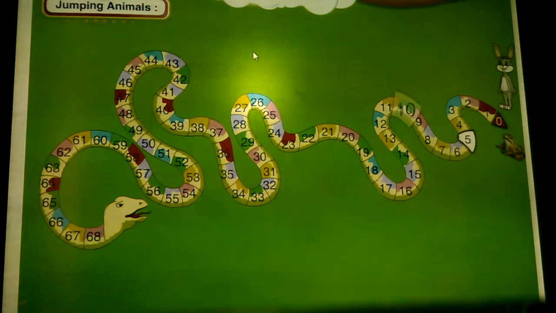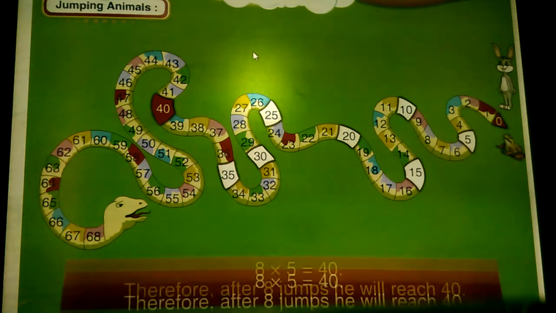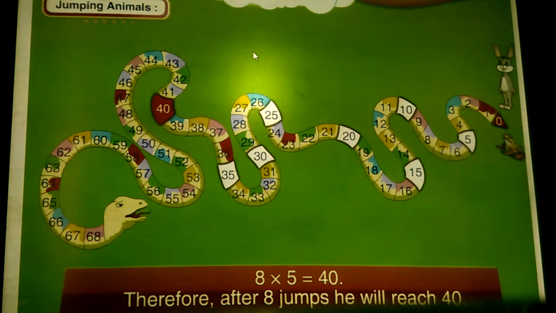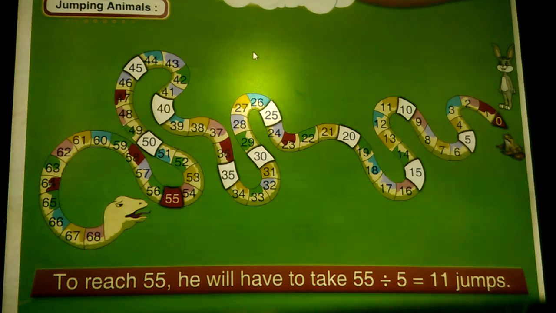In 8 jumps, he reaches 40. 8 into 5 is equal to 40. Therefore, after 8 jumps, he will reach 40. To reach 55, he will have to take 55 divided by 5. That is equal to 11 jumps.